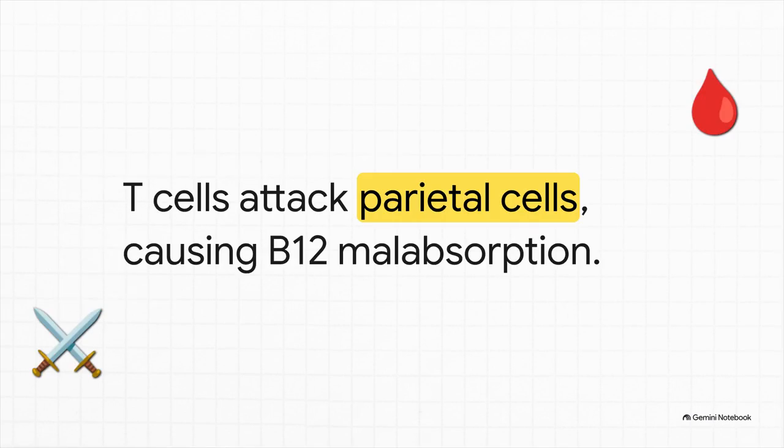Contrast that highly evolved bacterial invasion with autoimmune gastritis. It's a completely different mechanism. Here, CD4 positive T cells launch a mutiny and attack the parietal cell's proton pumps. You lose acid production, sure, but crucially, you lose intrinsic factor. And that loss of intrinsic factor is your direct, straight line to B12 malabsorption and pernicious anemia.